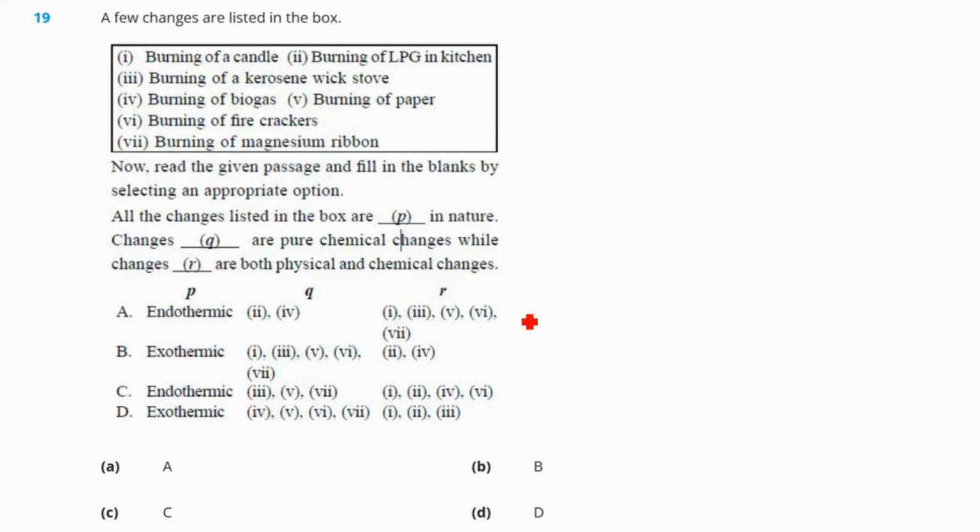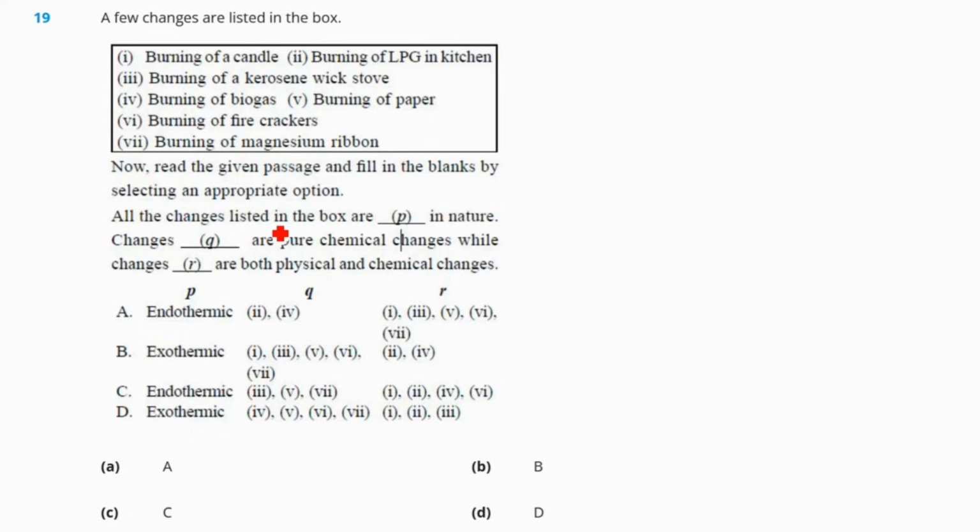Question number 19. A few changes are listed in the box: burning of a candle, burning of LPG in the kitchen, burning of a kerosene wick stove, burning of biogas, burning of paper, burning of firecrackers, burning of magnesium ribbon. Now read the given passage and fill in the blanks by selecting an appropriate option.